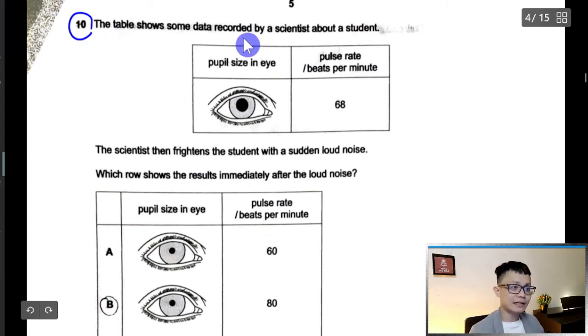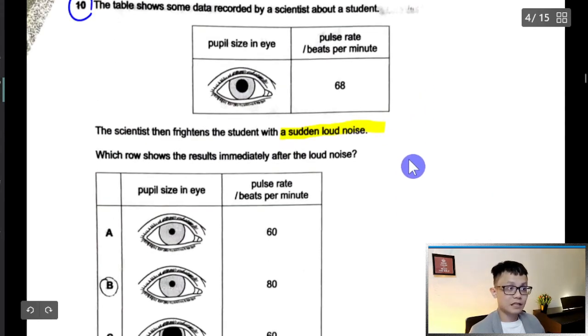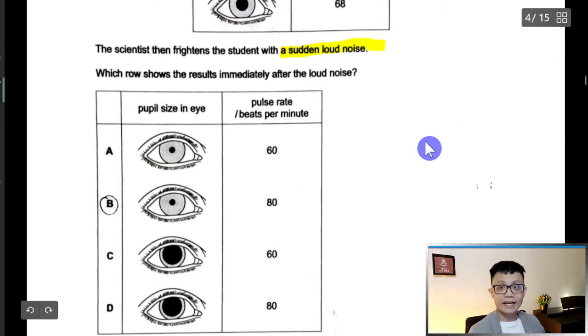The table shows the data recorded by scientists, the pupil size in the eye and brain. A scientist suddenly hears a loud noise. So what will happen? Probably the person will get scared. When you get scared, there will be an adrenaline rush, so your pulse rate will go up, correct?